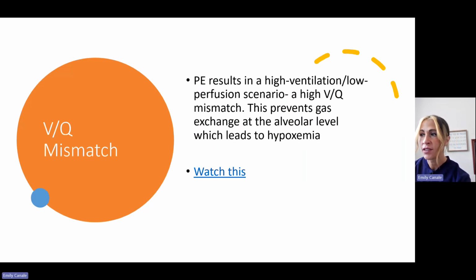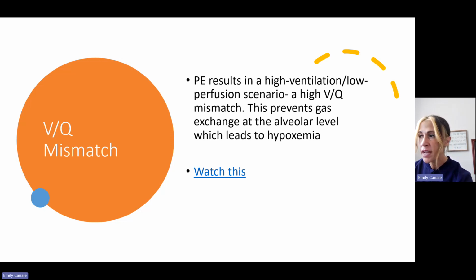What ends up happening is this term called VQ mismatch. And we do have a video linked here, and I do recommend watching this because this can be a confusing concept for students. But basically, you just have to think about what is causing the pulmonary embolism to begin with is that this object, this blood clot or some sort of matter is now in the lungs. So it's lodged into that pulmonary artery and it's blocking that blood flow. So if that happens, then we're not getting oxygenation in an equal balance. So that obstruction is going to result in an impaired ventilation to perfusion ratio. That's what this VQ mismatch is referred to.